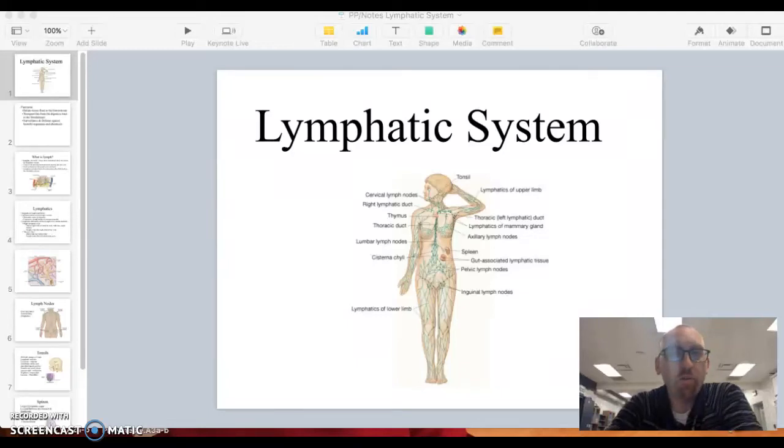Hi class, so today we're going to talk about the lymphatic system for your homework. So you should have your human body unit lymphatic system worksheet with you. This is a pretty short system we're going to go over. It's only like 5 questions. As you can see, there's not even a back.